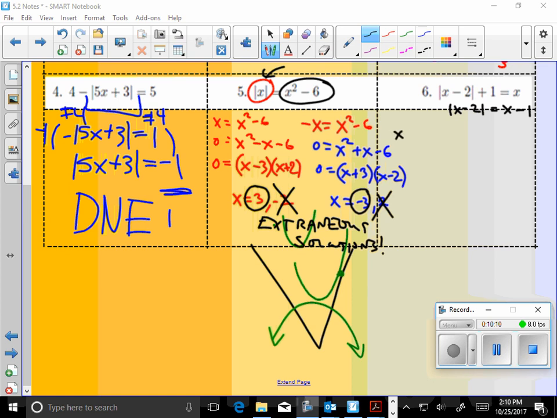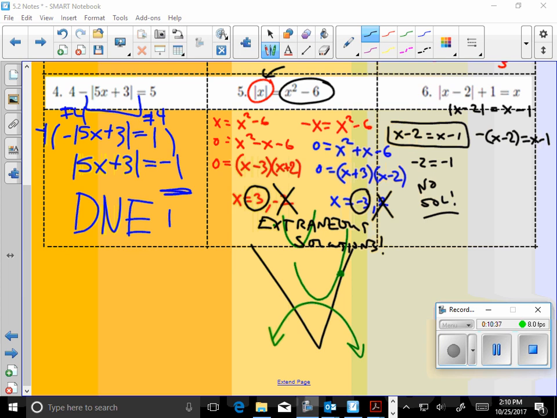I'm going to go x minus 2 equals x minus 1, and the opposite of x minus 2 equals x minus 1. Okay, now over here you should see a problem immediately. What's going to happen when I try to move the x's to the other side? They're going to cancel, and I get negative 2 equals negative 1, which is not possible, right? So this one will have no solution.